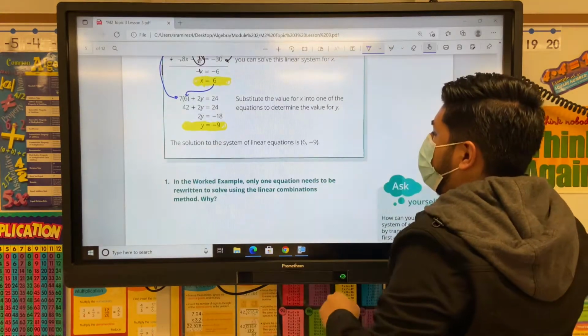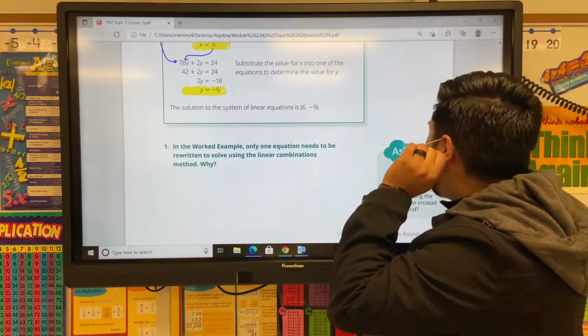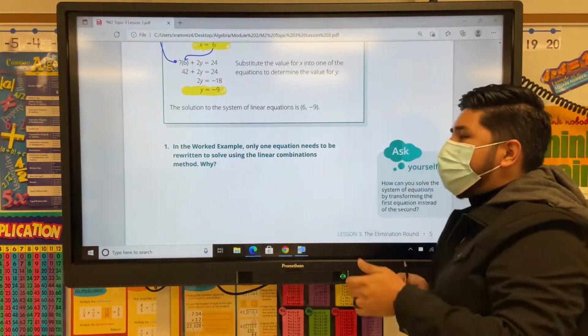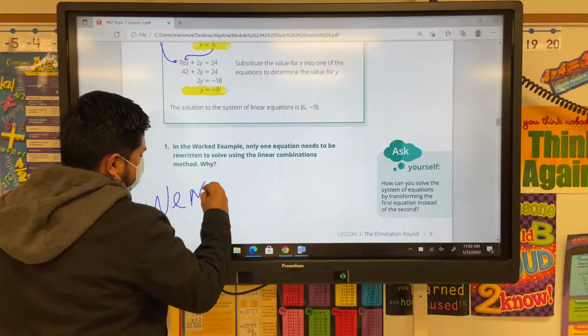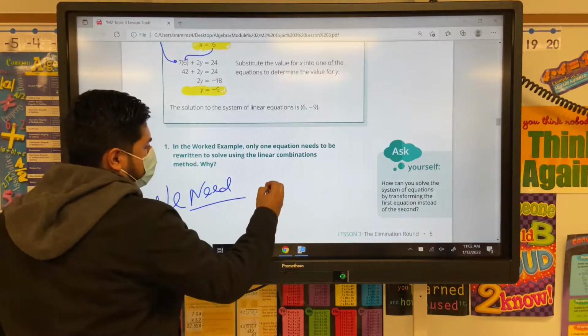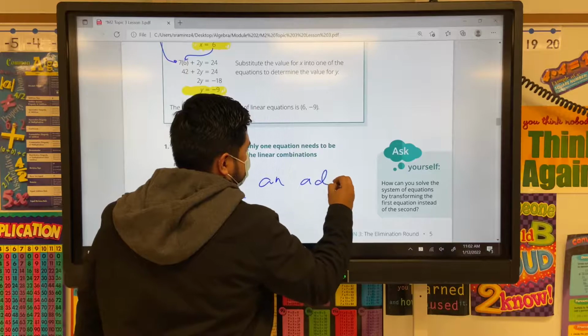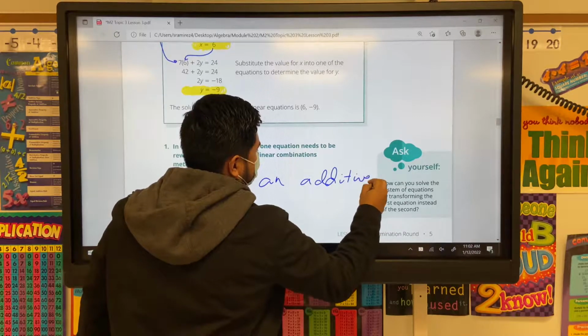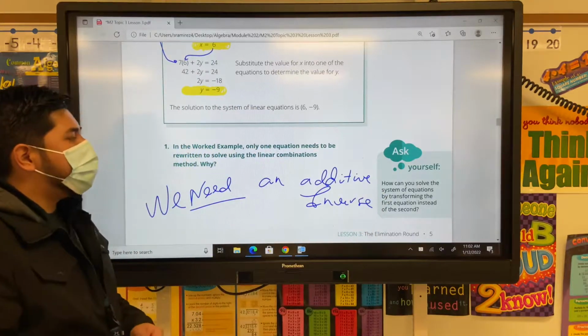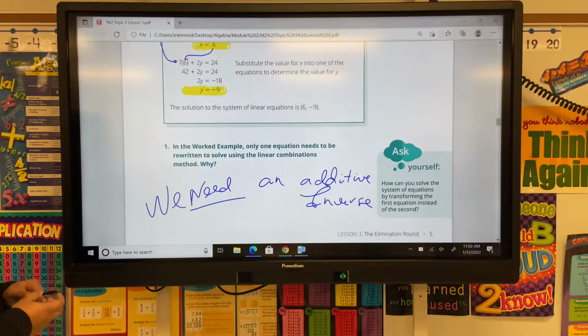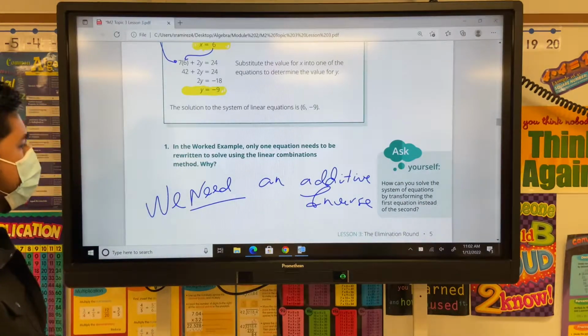Now, in the worked example, only one equation needs to be rewritten to solve. Why do we have to do that? Because we need an additive inverse. Okay? We still don't know exactly why we need to do so much stuff for a set of particular problems, but they gave us the options to do so. Let's keep rocking and rolling.